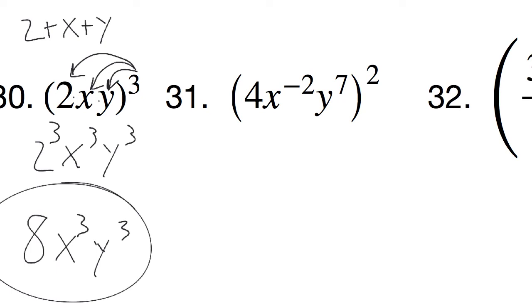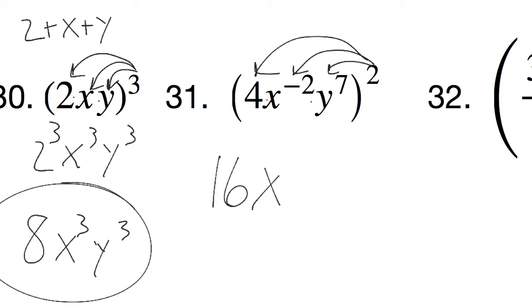Here, because there's multiplication, because it's 4 times x to the negative 2 times y to the 7th, you can distribute. You couldn't distribute if it were just addition. This is going to be 4 squared, which I'll just say is 16. 2 times negative 2 is negative 4. 7 times 2 is 14.